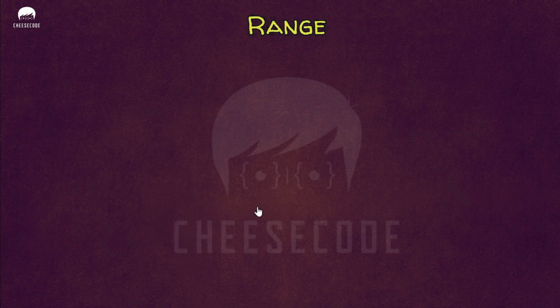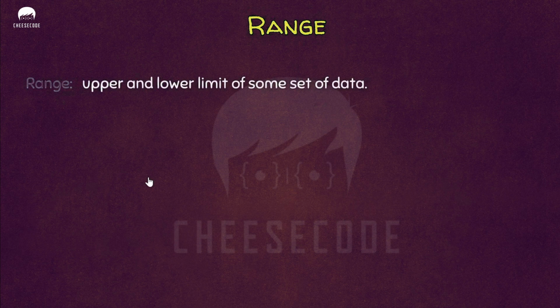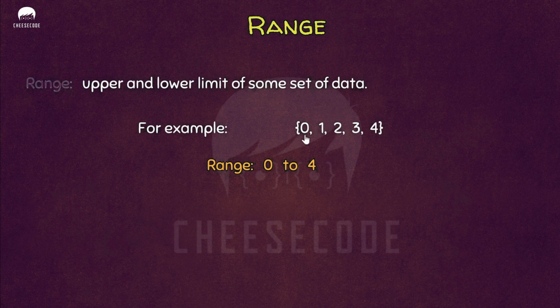Now let's define range. Range is nothing but the upper and lower limit of some set of data. For example, here you can see this set consists of some values 0, 1, 2, 3 and 4. If you want to determine the range of this set of data, then you have to determine the minimum value as well as the maximum value. Here you can see the minimum value is 0 and the maximum value is equal to 4. Therefore, the range is from 0 to 4. As you can see in this set of data, there is no value which is less than 0 and there is no value which is greater than 4. And that is what the definition of range is.